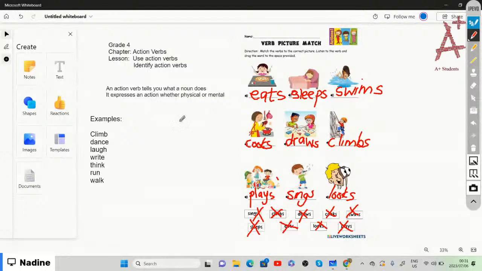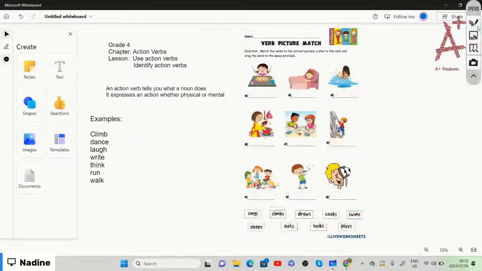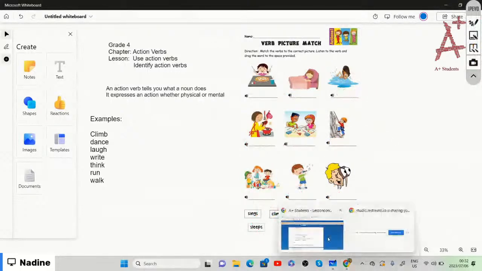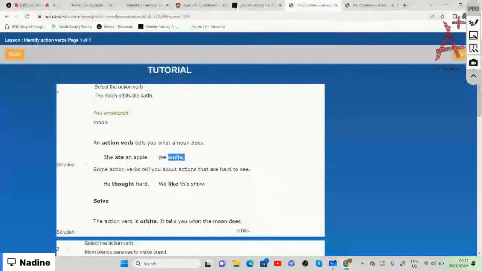All right. So once again, an action verb tells us what the noun does. It expresses an action, whether it is physical or mental, and that is what we mentioned. Okay, so now we are going to go back and do our last test, on identifying action verbs.